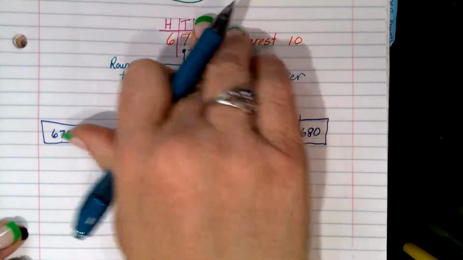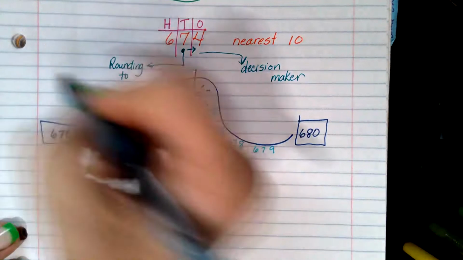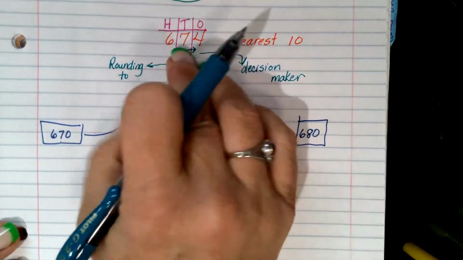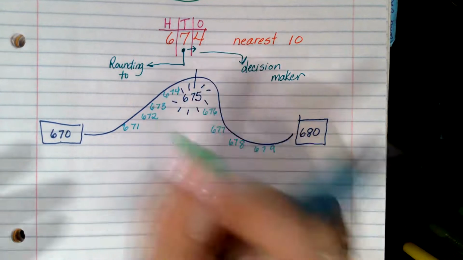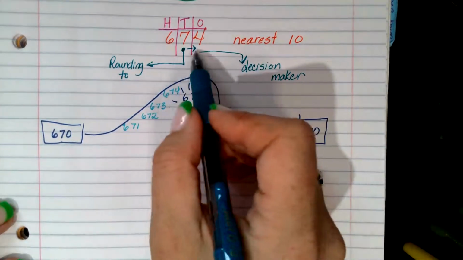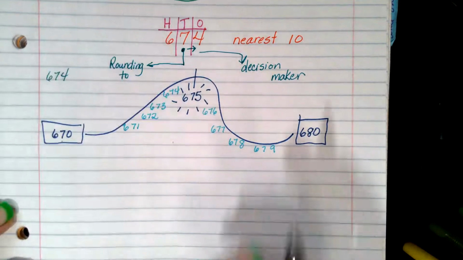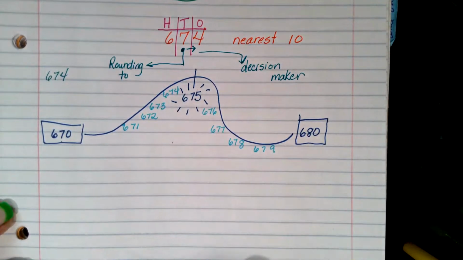We're going to leave that 4 off as a 0. So we're looking at, the number that we're working with is 674. See, this is what I'm talking about. I make mistakes. 674. So we need to look and see where this falls on our number line.